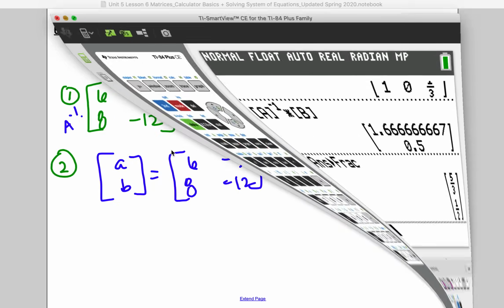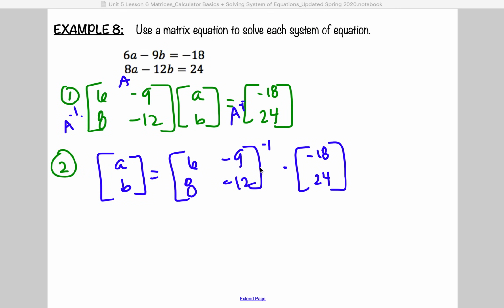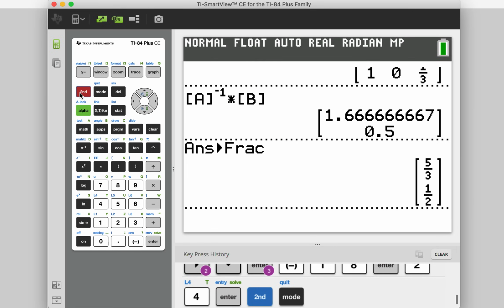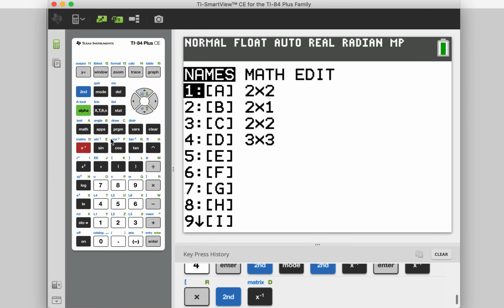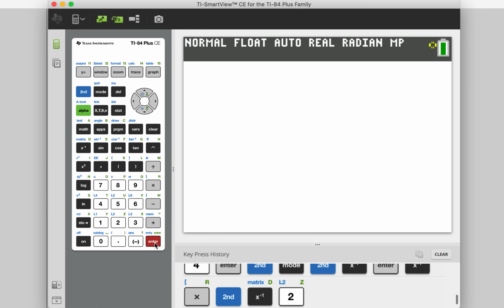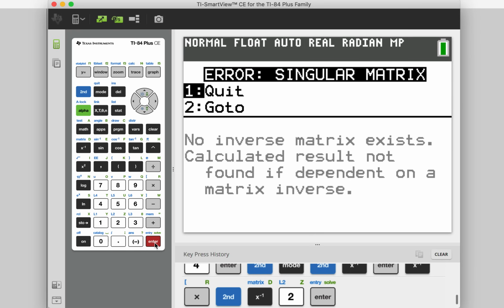And now I need to take my inverse of matrix A times matrix B. So I grab second matrix A inverse, so I hit the inverse button, times B. So second matrix and grab matrix B and hit enter. And I get singular matrix.